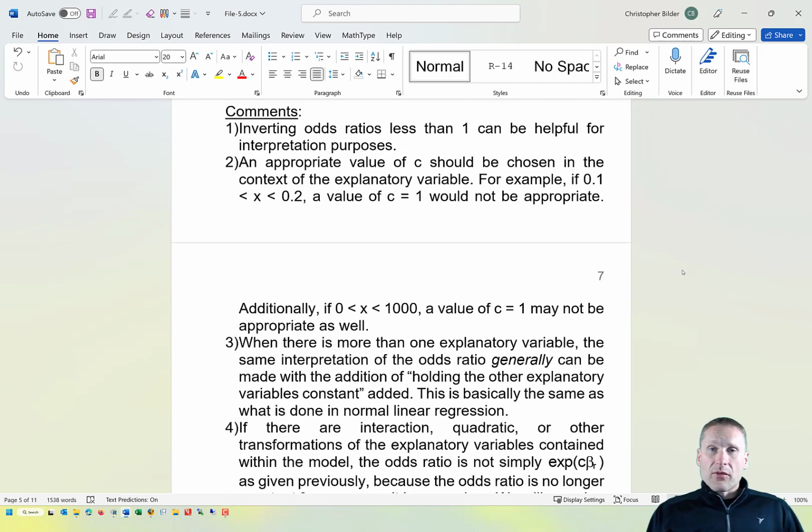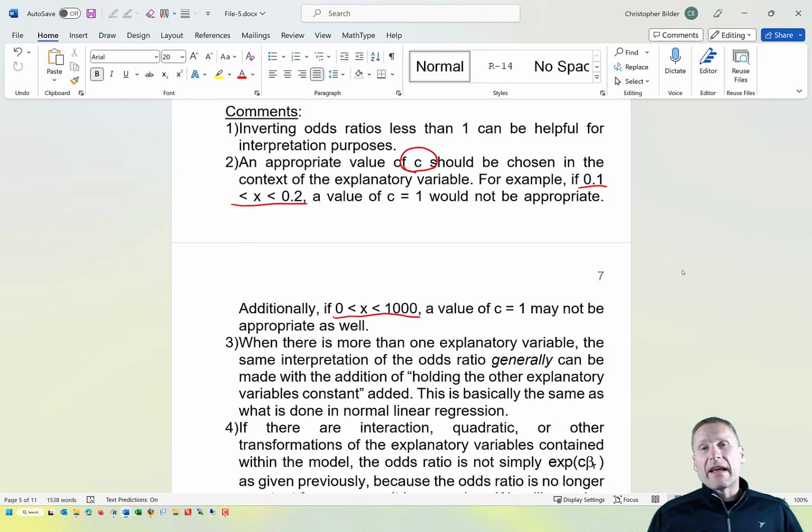Something that's very important for practical applications: choose a value of c, this constant increase in our explanatory variable, that makes sense relative to the explanatory variable of interest. So if x is measured on a numerical scale that for some reason is only between 0.1 and 0.2, it would not make sense in that scenario to use a c equal to 1. Similarly, if x is measured on a scale that tends to be between, let's say, 0 and 1,000, very often it's not going to be of interest to use a c equal to 1.